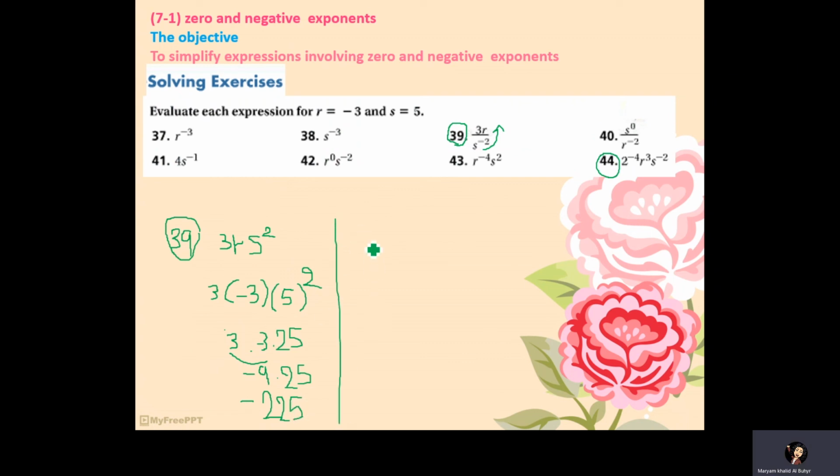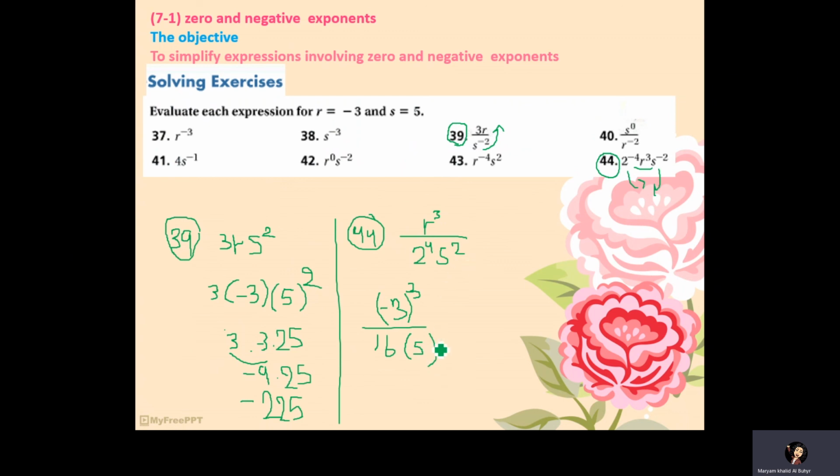For exercise 44, I will move this down and also this one down. I will keep only r to the power 3 up. So r to the power 3 over 2 to the power 4 s to the power 2. Substitute. R is given negative 3. All this to the power 3 over 2 to the power 4. We just did it. It's 16 times s given 5 to the power 2.